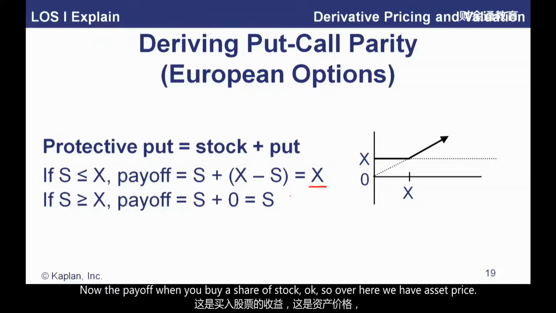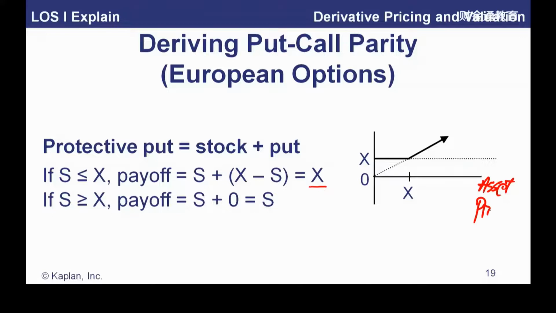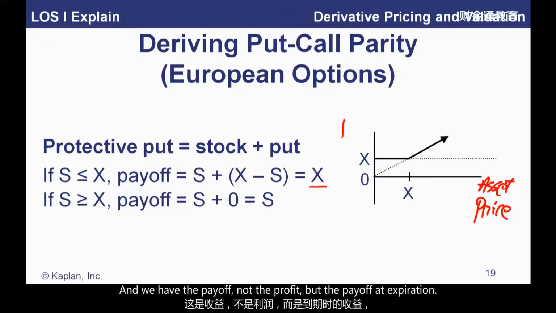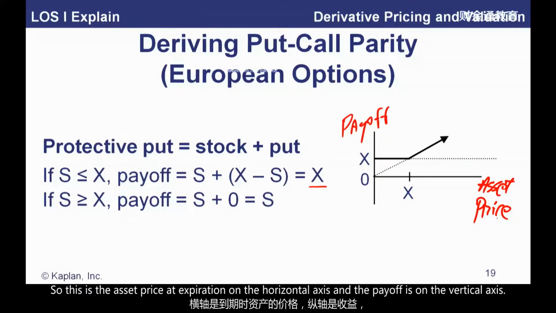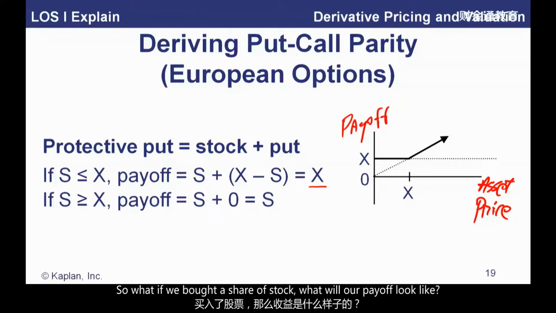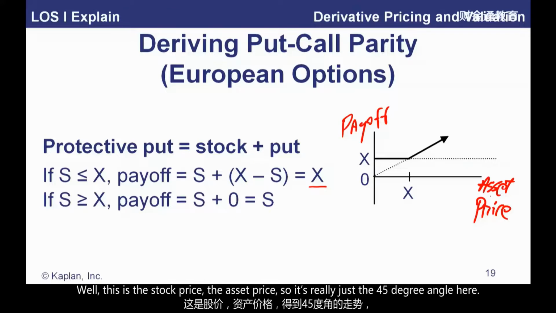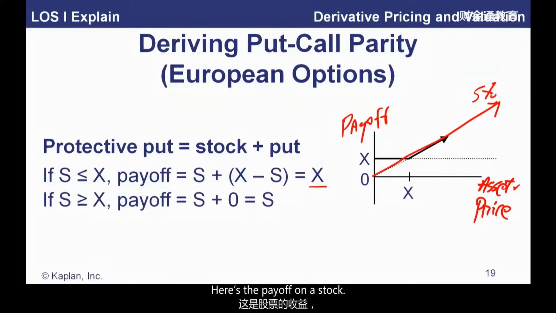Now the payoff when you buy a share of stock, okay, so over here we have asset price and we have the payoff, not the profit, but the payoff at expiration. So this is the asset price at expiration on the horizontal axis, and the payoff is on the vertical axis. So what if we bought a share of stock? What would our payoff look like? Well, this is the stock price, the asset price, so it's really just the 45-degree angle here. Here's the payoff on a stock.